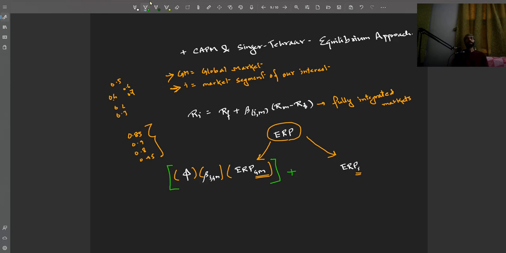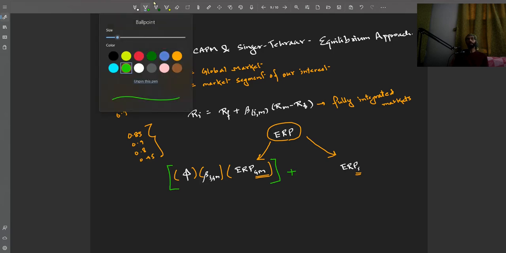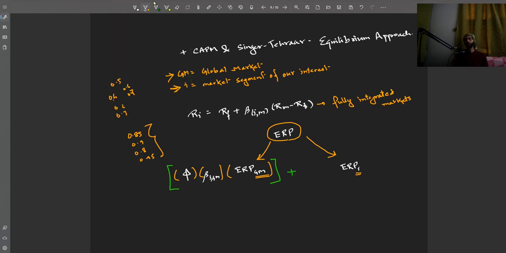Now the next part, we already know. The next part has the equity risk premium of the market of our interest, that is ERP-I. What do we do with it? We multiply it with another beta. This time the beta is the beta of the market of our interest with itself, so beta of I with itself, right? Beta of I with itself.